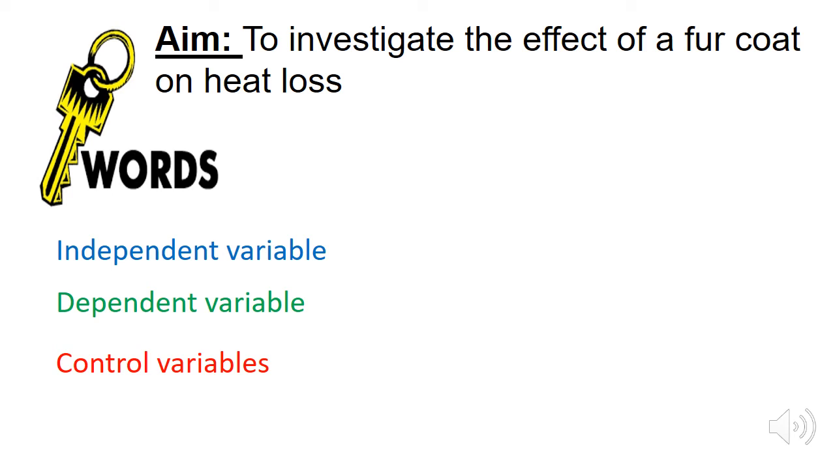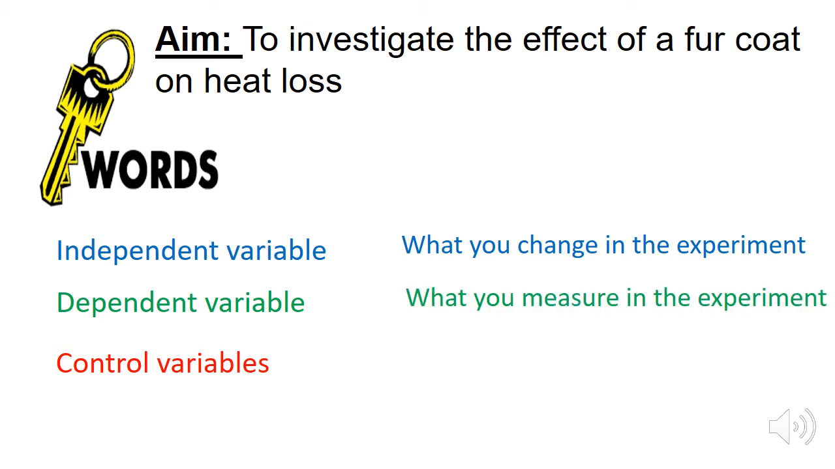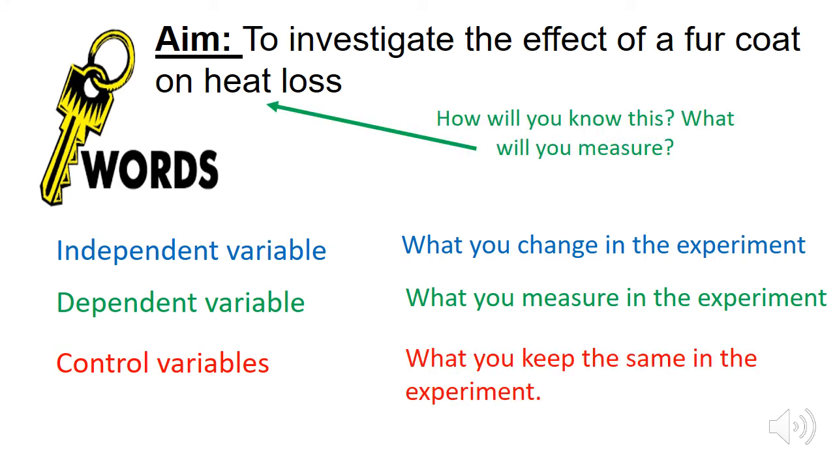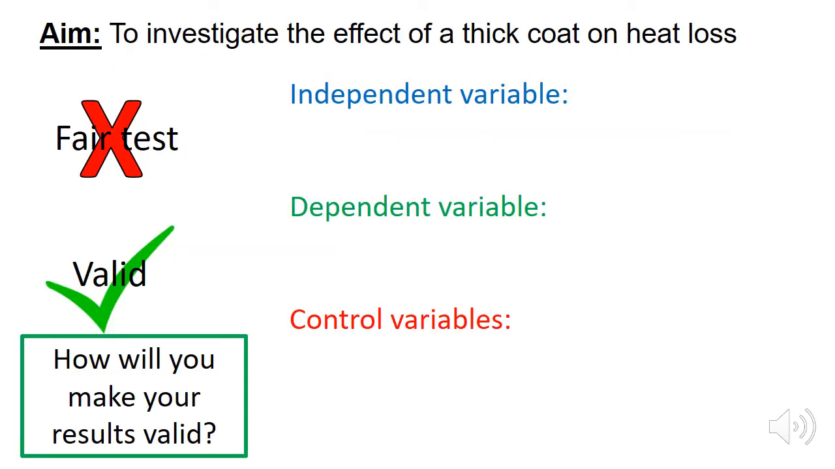So did you say that the independent variable is what you are changing in the experiment? Did we say that the dependent variable is what we measure in the experiment? But remember, when we're talking about what we're measuring, you need to explain how you will measure it. So what it is that you're going to actually do in the experiment to measure heat loss. And that control variables are the variables that we keep the same. Now, also remember that we don't use the term fair test at Key Stage 3. We use the term valid.